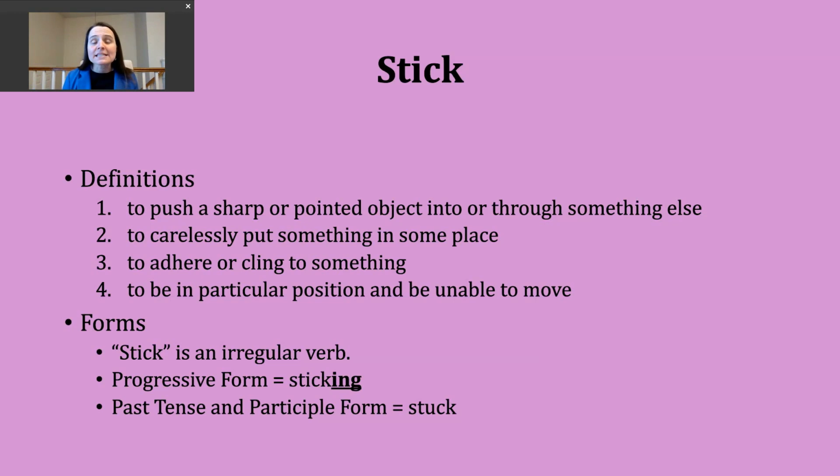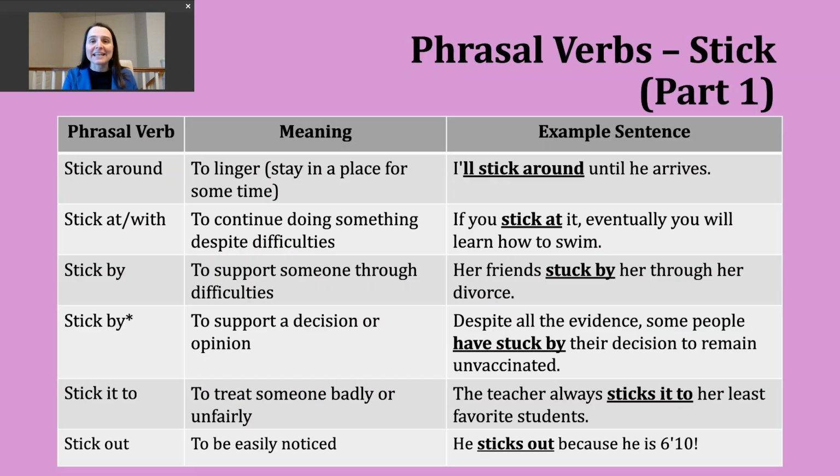You should know that stick is an irregular verb. To make the progressive form of this verb, you're going to add ing to form sticking. The past tense and participle forms of this verb, though, have a different spelling. So we're going to switch the I in the middle of the word to a U to make stuck. Stuck.